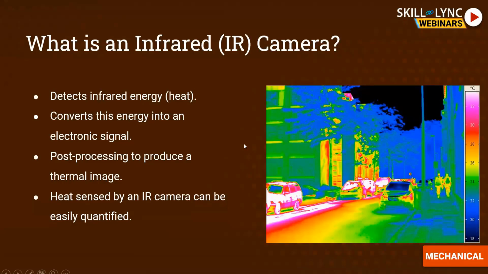What an IR camera does is convert the energy into an electronic signal, and then there's post-processing inside the camera that converts this electronic signal to produce a thermal image. On the right, what you're seeing is a thermal image. As we can see, the heat sensed by an IR camera can easily be quantified in terms of temperature. This quantification is quite important because in order to recognize or classify an object in an image, it is important for the user to understand the temperature differences.